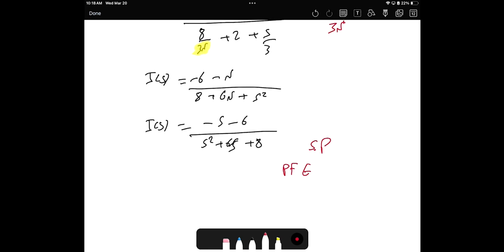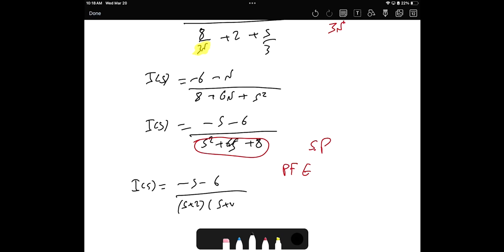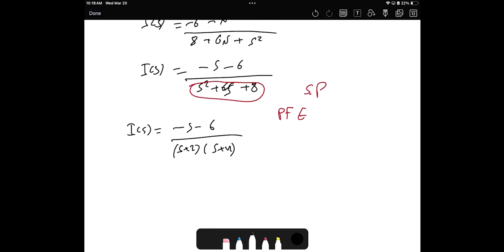Before doing partial fraction expansion, let's try to find the roots of this one. After simplification, it is s plus 2 times s plus 4. Keep in mind, if it's not strictly proper, what you need to do is do the long division. Now I'm ready to do the partial fraction expansion. So this will be c1 over s plus 2 plus c2 over s plus 4.